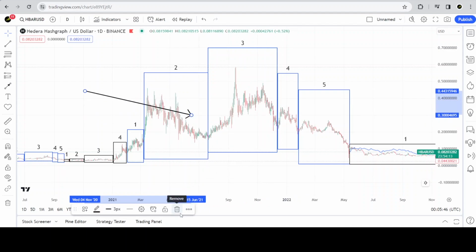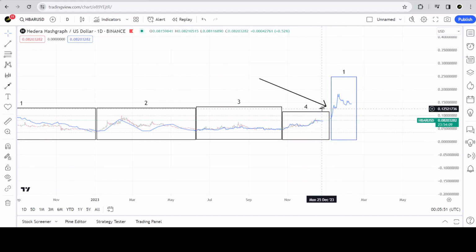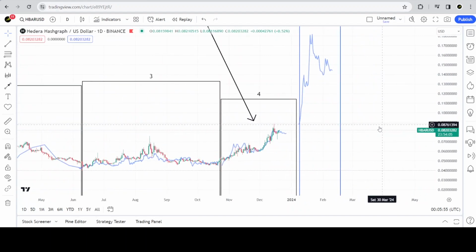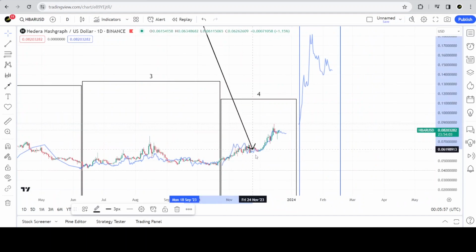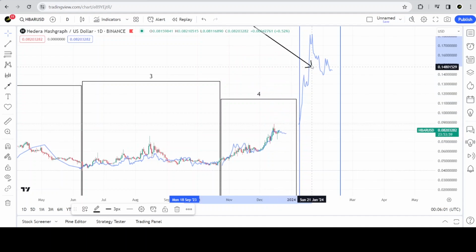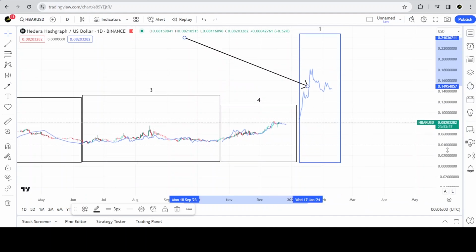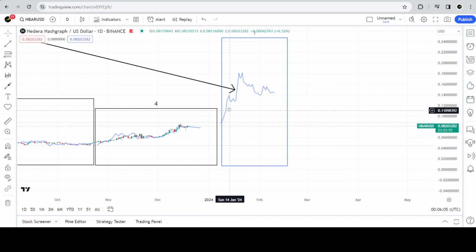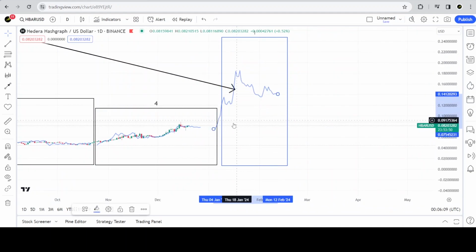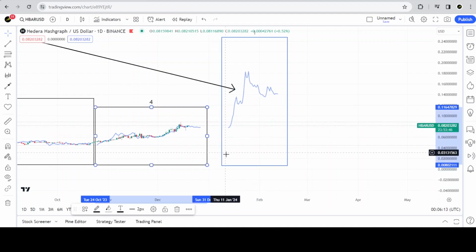So let's jump forward to where we are now. So here we are, almost complete with this fourth structure. Now, this fourth structure moves up, has two waves to it. It comes to a shelf, and then it moves up into the first structure over here. I don't know how long this will take to play out. I don't know how high this will go. We'll have to see how all that transpires once it begins to materialize.